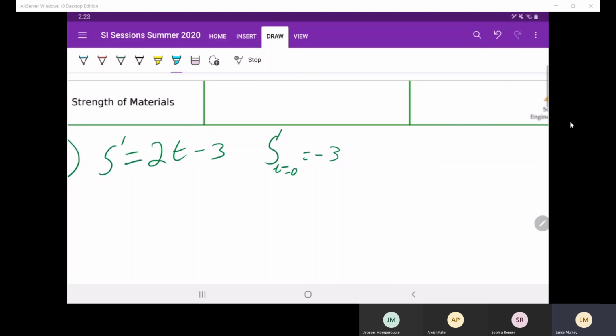So what gives you the direction, whether you're going left, right, up, or down, is this sign right here, the negative sign. So we can say that negative is left and positive is right. So at t equals 0, the velocity is 3 meters per second to the left. Make sense?